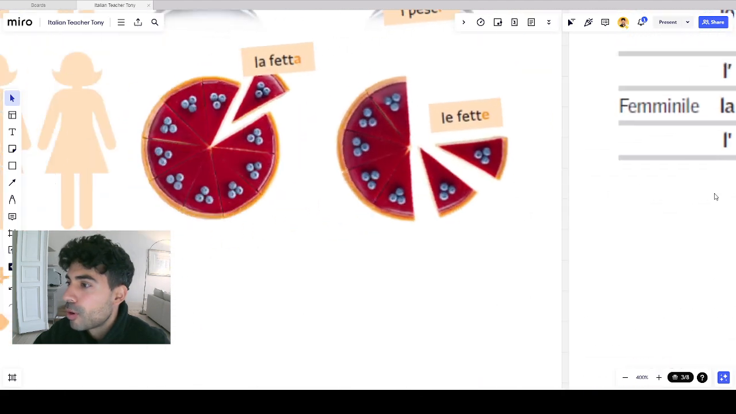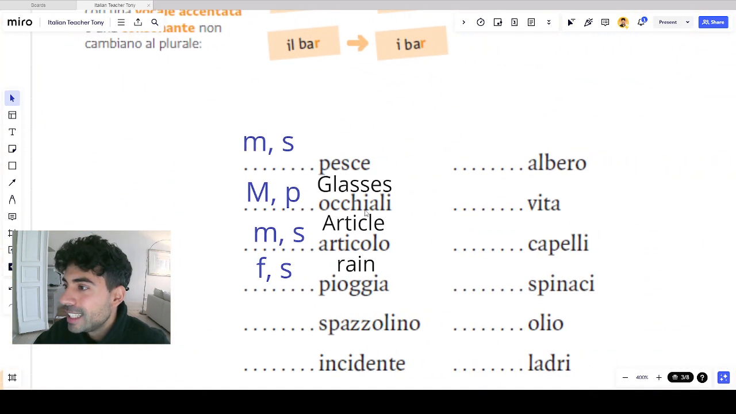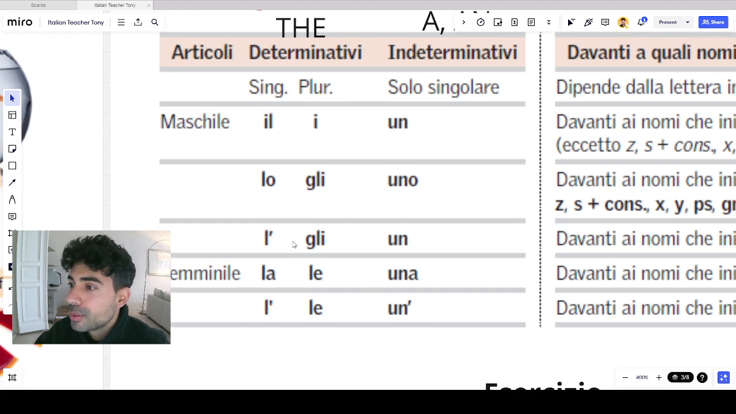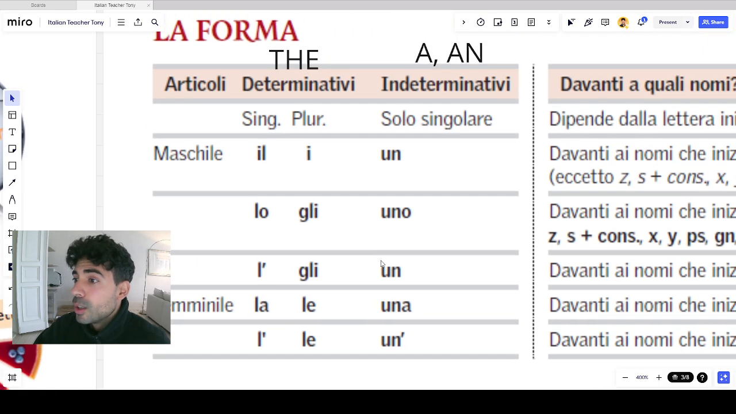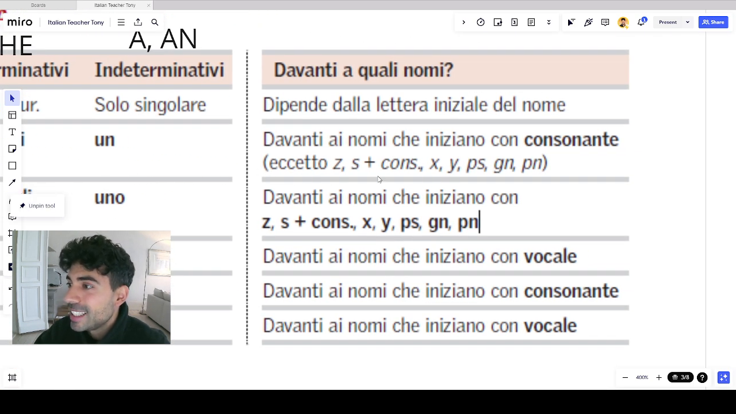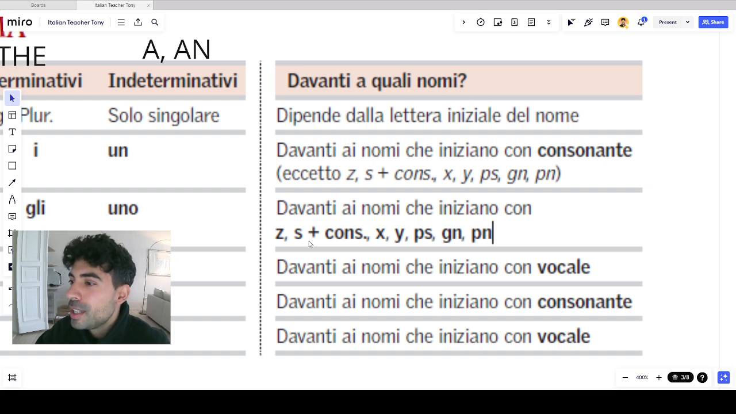In the example before, we have gli occhiali. The singular would be occhiale, starting with o, so l'occhiale, masculine singular. We're going to use this article. We will be using lo, davanti ai nomi che iniziano with the following combination of letters. So lo will be used only in front of a noun that starts with this combination of letters: Z, S plus consonant, X, Y, PS, GN, PN.